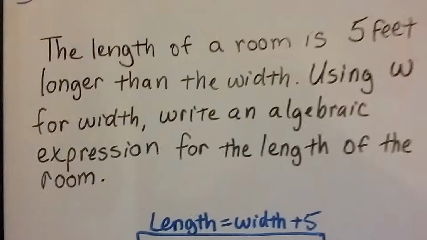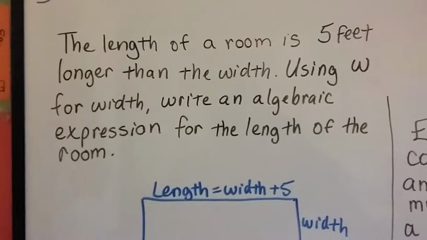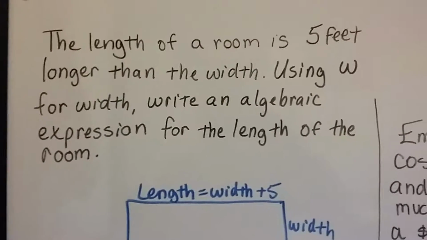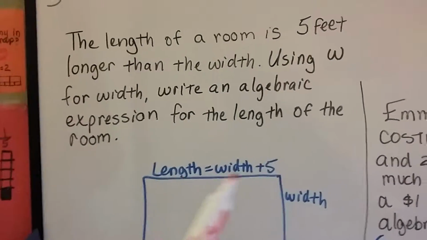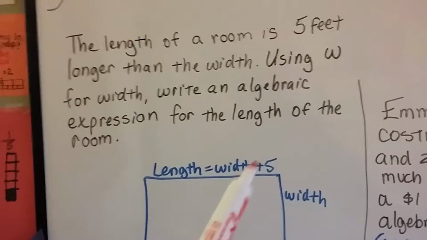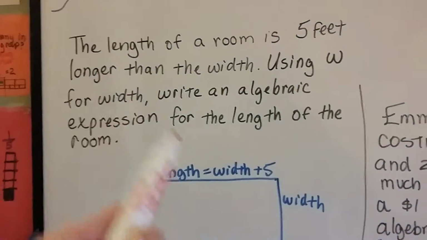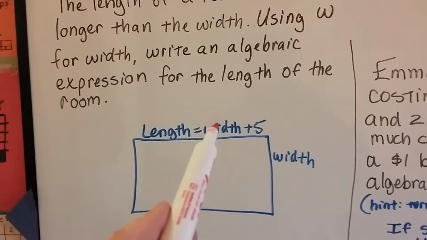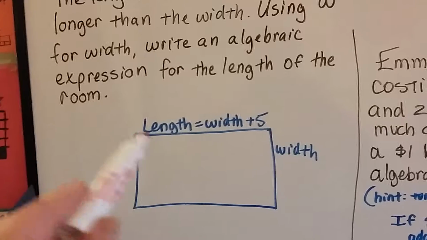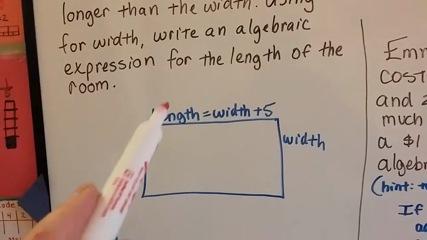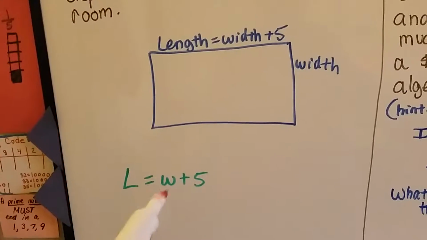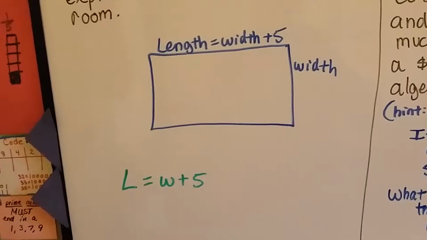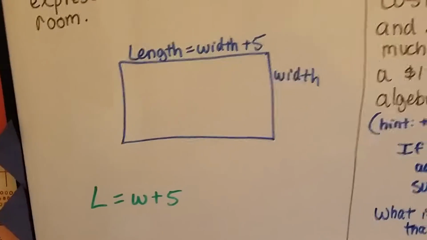So here's our first word problem that we're going to write an expression for. The length of a room is 5 feet longer than the width. Using W for width, write an algebraic expression for the length of the room. Well, the length of the room is 5 feet longer than the width. So whatever the width is, we need to add 5 to it because it's 5 feet longer, and then we'll have our length. So the length equals the width plus 5. Here's our width. We drew the room to help us figure this out in our head. We know the length is the width plus 5. So our expression becomes L for length equals W width plus 5. See? L equals W plus 5. That wasn't too hard, was it?